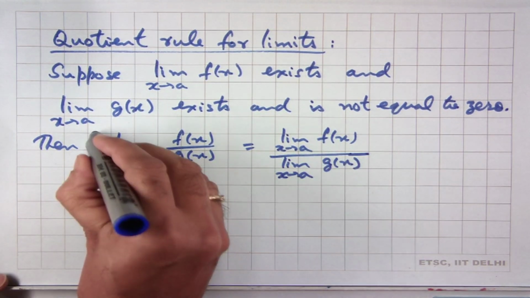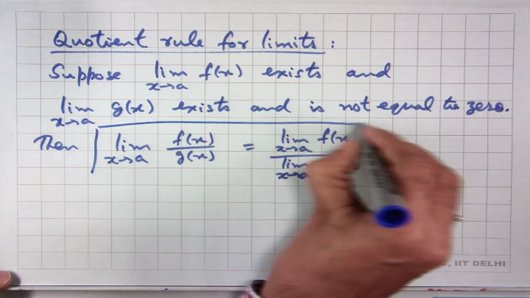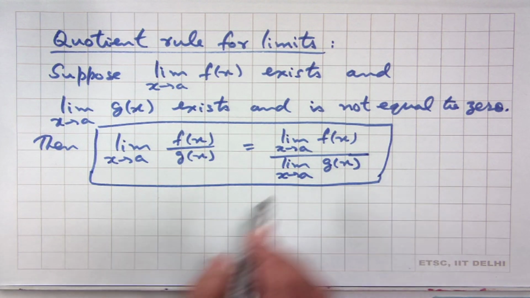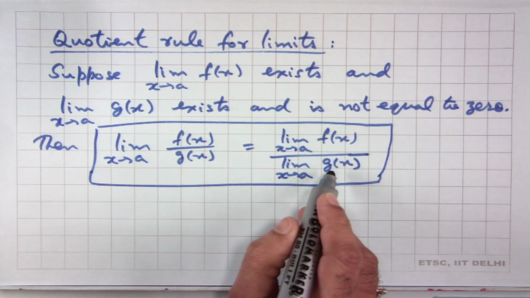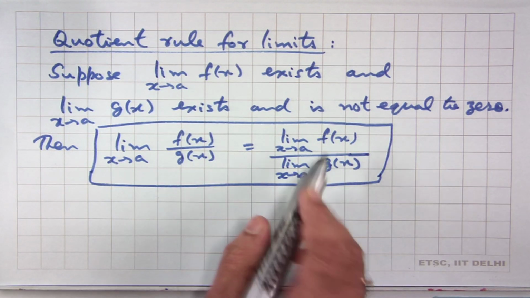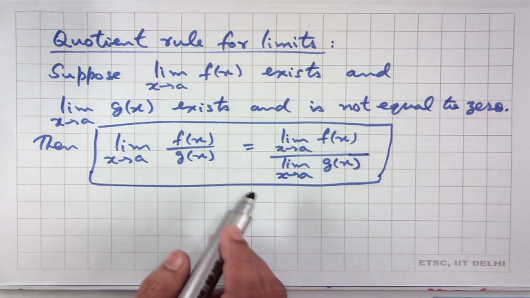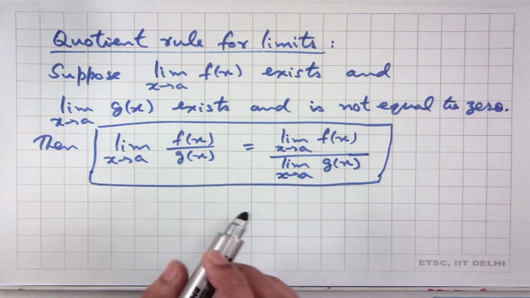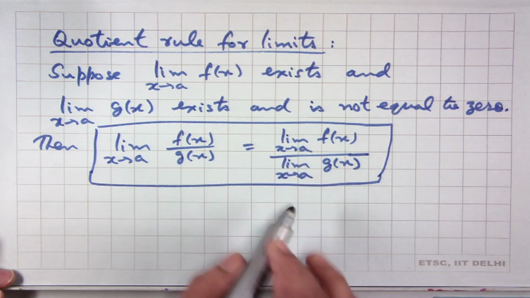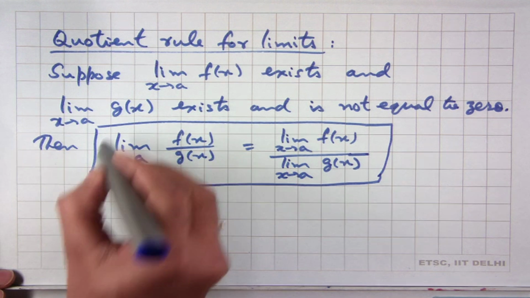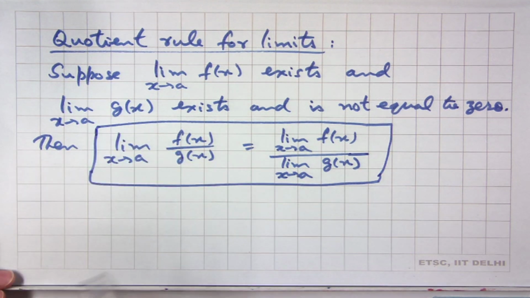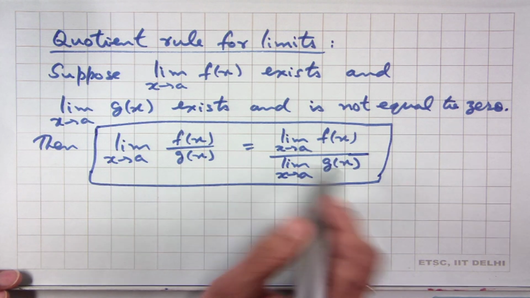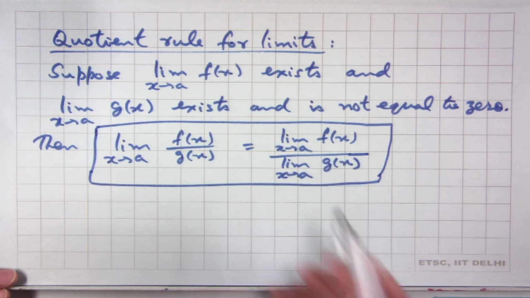Right. So, this is the result, but if the limit of the denominator g of x is equal to 0, then division by 0 is not defined. So, of course, we cannot write this, but if the limit is non-zero, then this makes sense and we can use this formula that the limit of a quotient is the quotient of the limits, provided the limit of the denominator is not equal to 0.